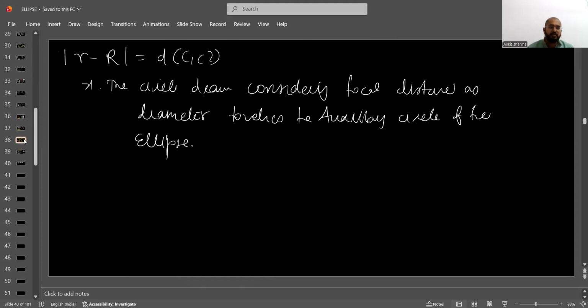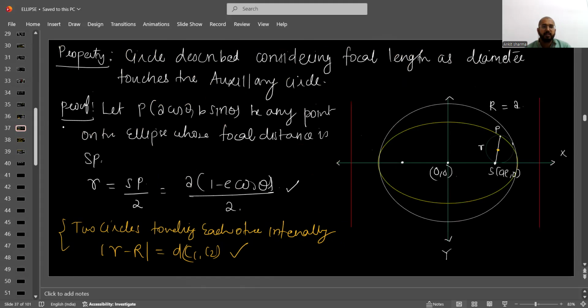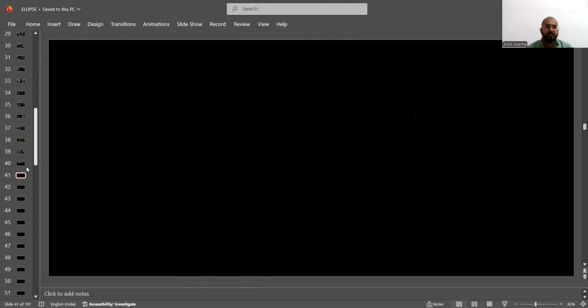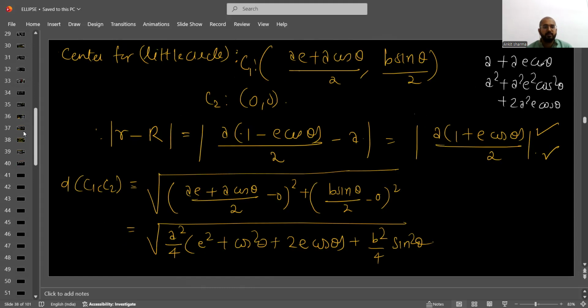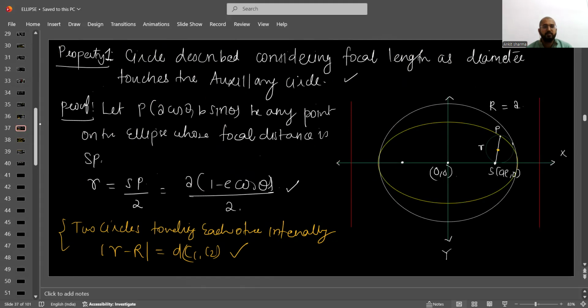The auxiliary circle of the ellipse. This is what we had to prove in this property. So hence we established the proof. Now let's go for the next property. Property number 2. Oh, we'll name it property number 1 because we have many properties on the way.